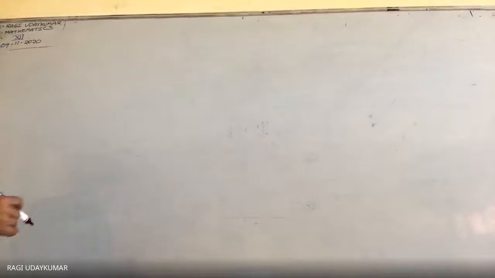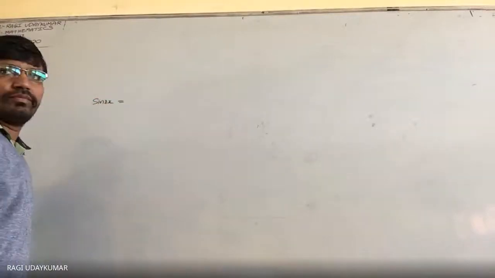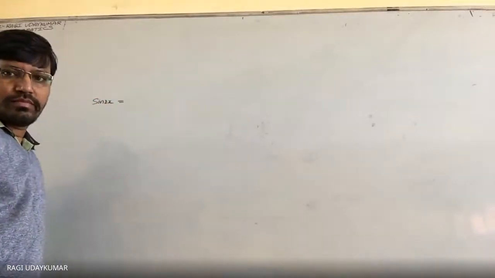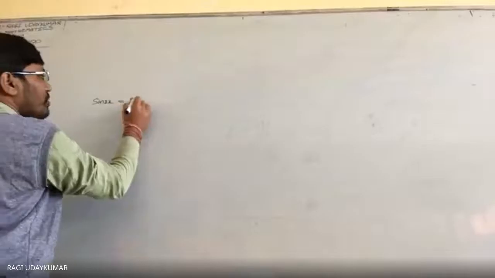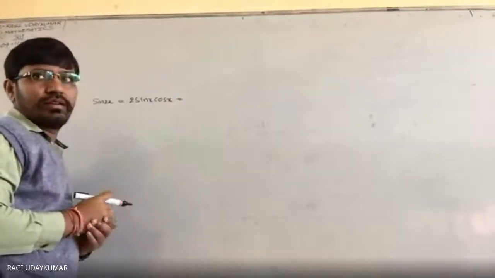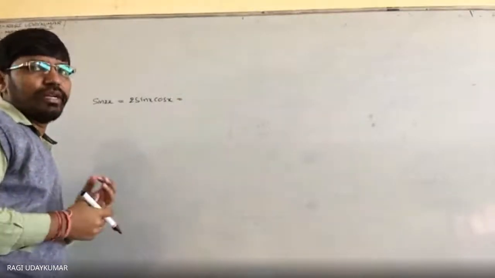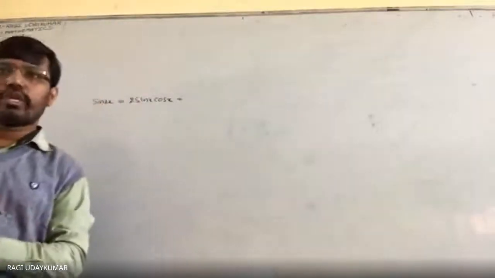Okay, let me ask you some questions before starting that. Sin 2x is equal to, how many of you know? Sir, please repeat. Sin 2x is equal to 2 sin x cos x, and it can also be in the form of tan. According to the situation, you need to change. All the trigonometric identities you need to know very clearly.